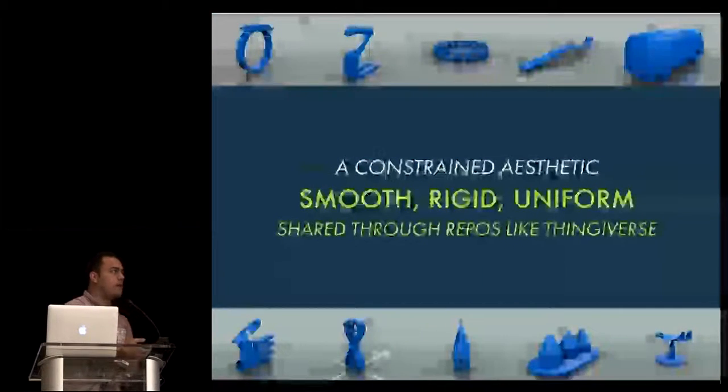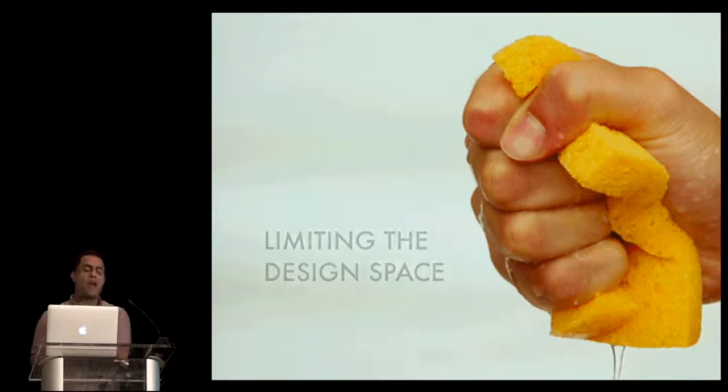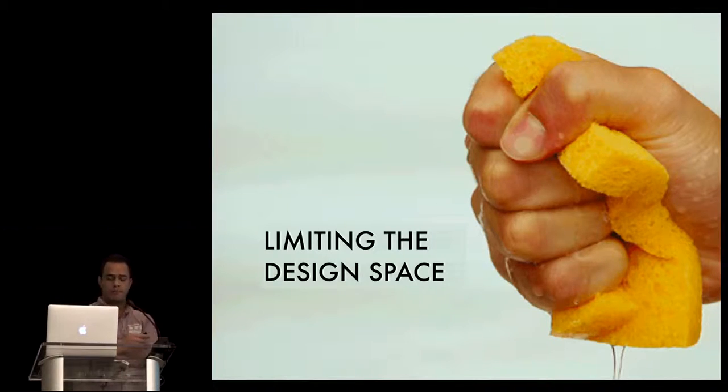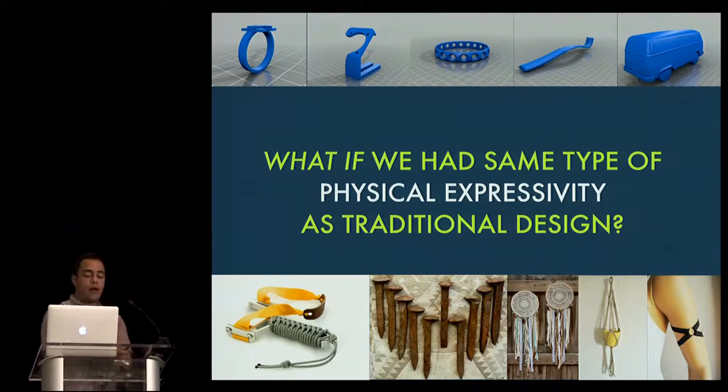And so what we're seeing in communities such as Thingiverse is this really constrained aesthetic. Just like from these objects that were randomly sampled from Thingiverse, you'll notice that they're all smooth, they're all rigid, they're all uniform, and they don't really convey anything past that. But we know that objects are not smooth, rigid, and uniform, and really this is limiting that design space. So with this project, we're asking this question of how can we add that same type of physical expressivity into the design of physical objects, things like patina, and multiple materials and form factors for the human body.